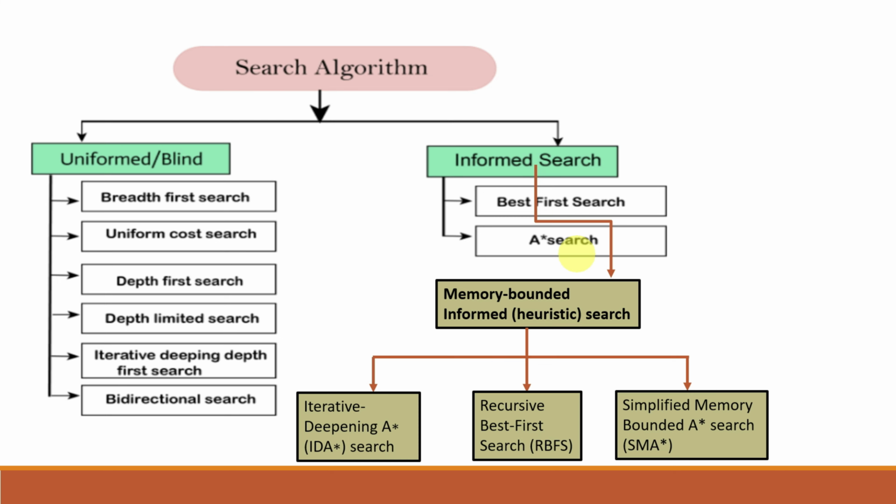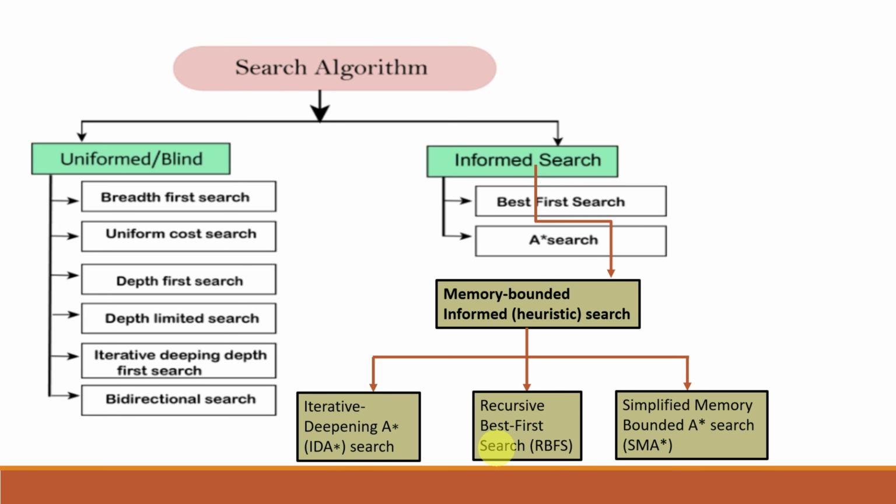But we also understood that it requires a lot of memory and it can crash a computer because the waiting list grows exponentially, to the order of b raised to d. So we have to search for other memory saving versions of informed or heuristic search. We will study three different memory bounded informed or heuristic searches. First one is IDA star, that is iterative deepening A star search. Second one is RBFS, that is recursive best first search. And third one is SMA star, that is simplified memory bounded A star search.